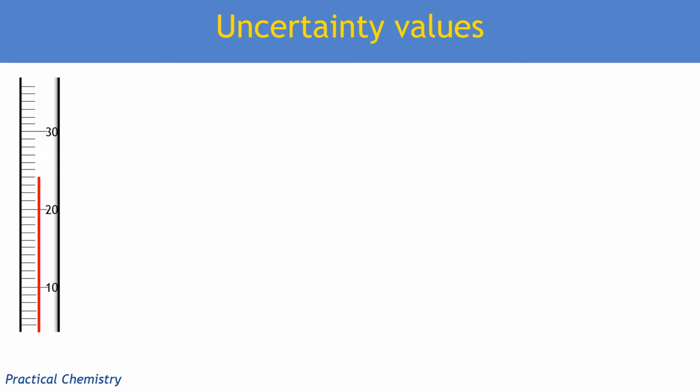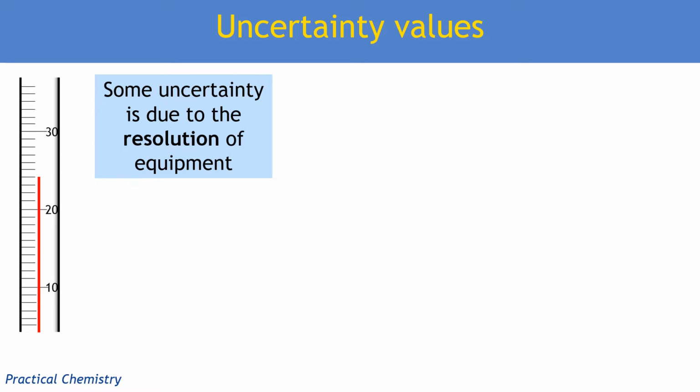And there were three main examples that we should be familiar with. One of them is equipment with an analog scale, a scale that we're reading off from some sort of lines, like a mercury or alcohol thermometer. For this, the uncertainty is generally due to how closely we can read it. So it's the resolution of the equipment.